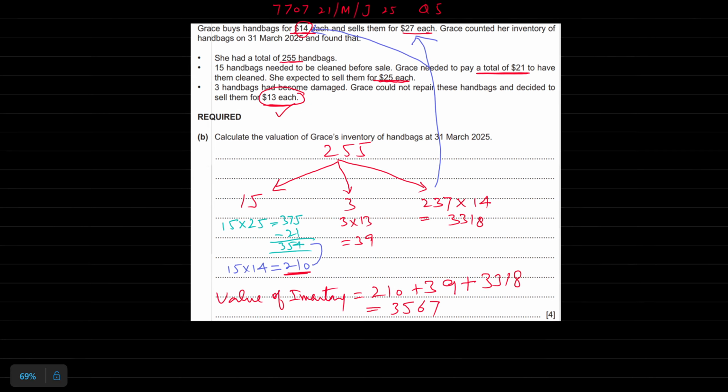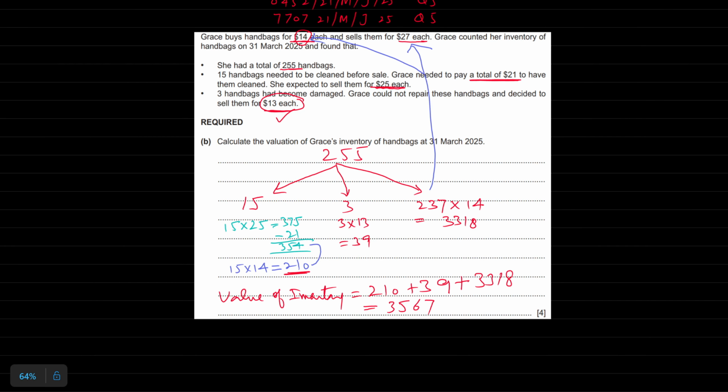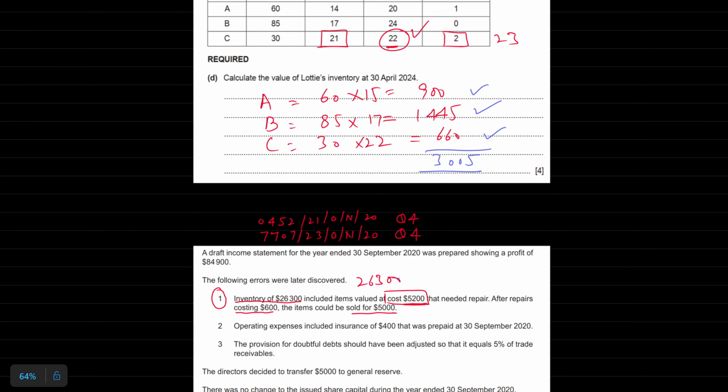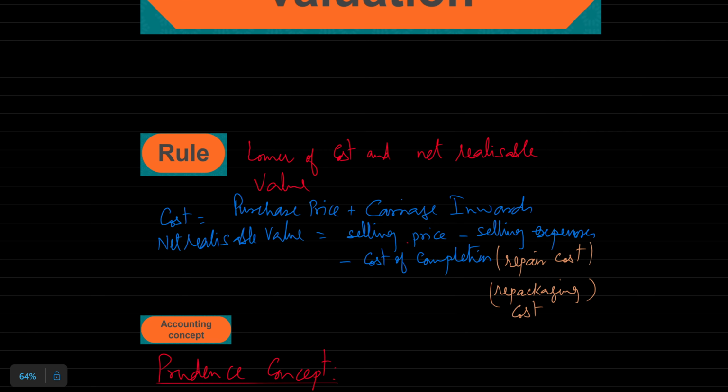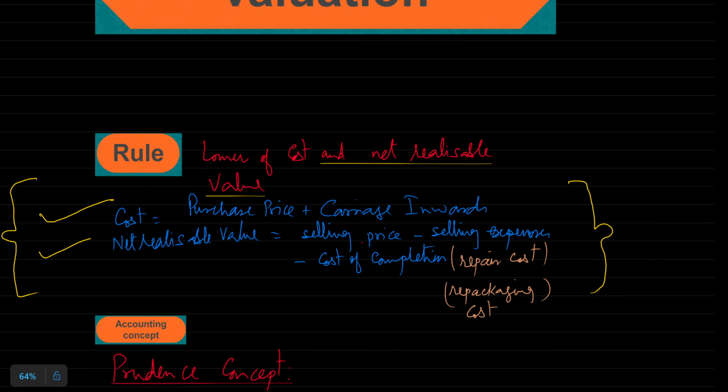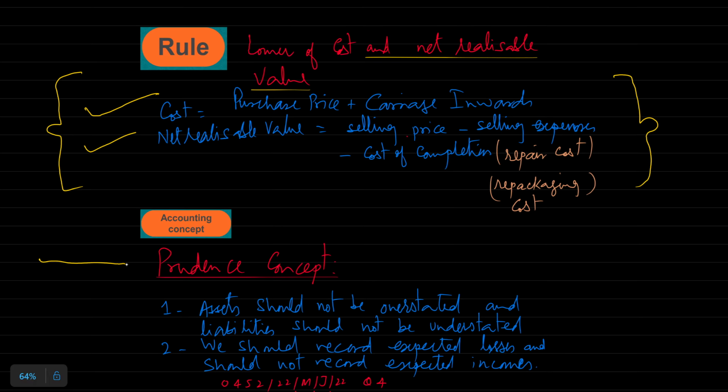So students, this was the concept of inventory valuation. You need to remember number one rule of inventory valuation. The rule of inventory valuation is lower of cost and net realizable value. And you must know what is the meaning of cost, that is purchase price plus carriage inward, and net realizable value, selling price minus any selling expense, any repackaging cost, any repair cost, and then lower of these two values will be the value of inventory. And the concept involved in inventory valuation is prudence concept.